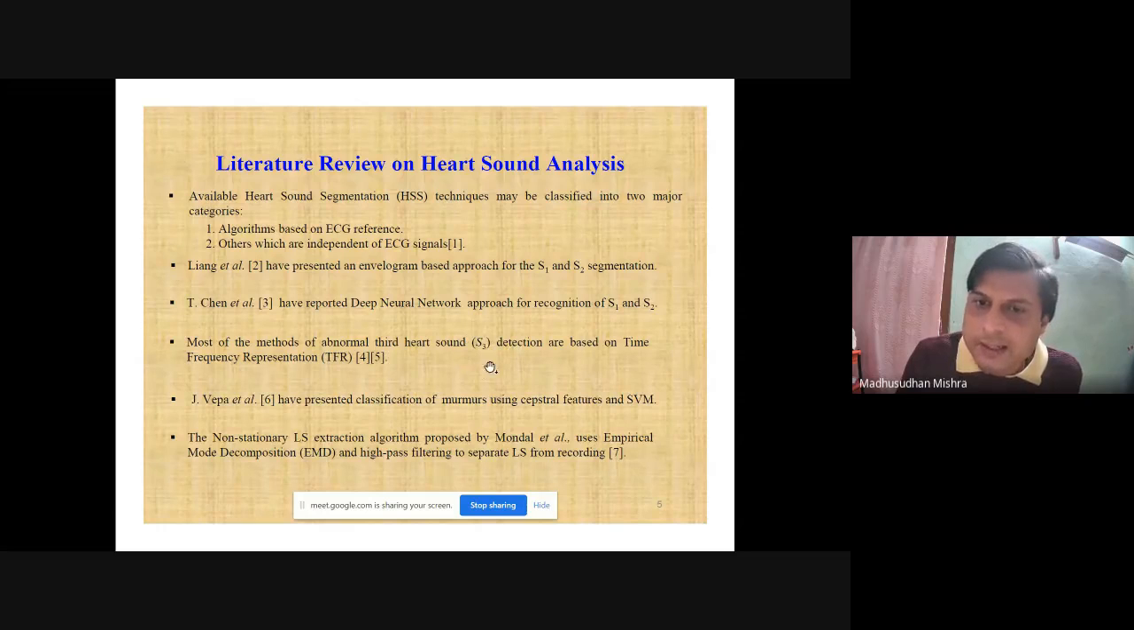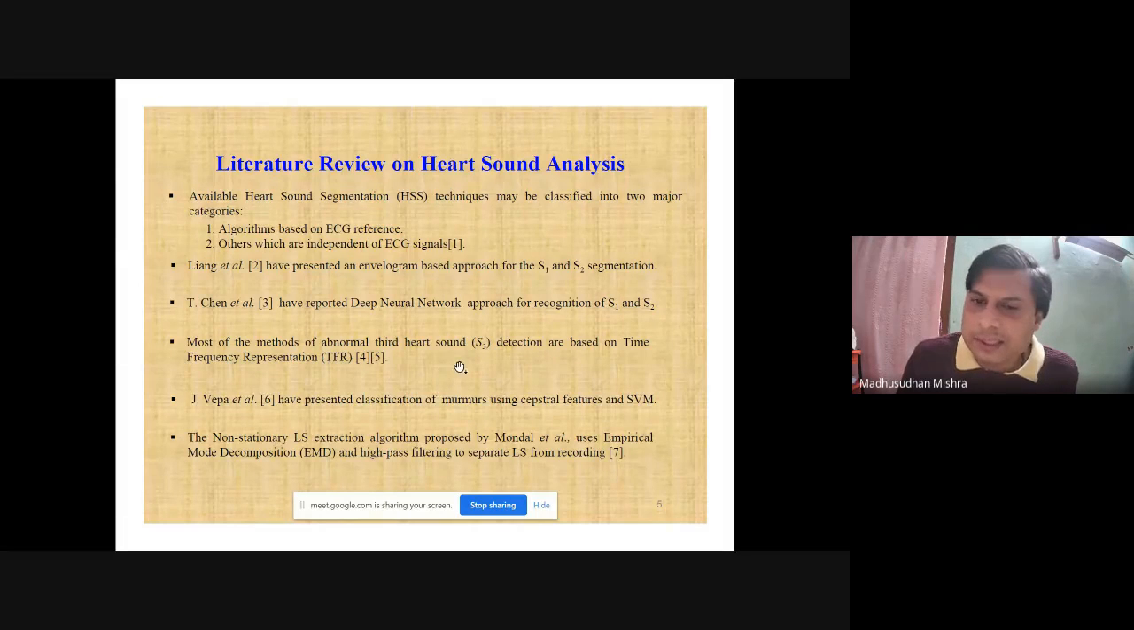So it becomes a very challenging task to detect third heart sound. That's why most of the methods reported in the literature for detection of third heart sounds are mainly based on time-frequency representations, which use WVD, the Wigner-Ville distribution, or smoothed pseudo Wigner-Ville distributions, and the S transform, STFT. So different kinds of time-frequency representation have been used to detect third heart sounds.